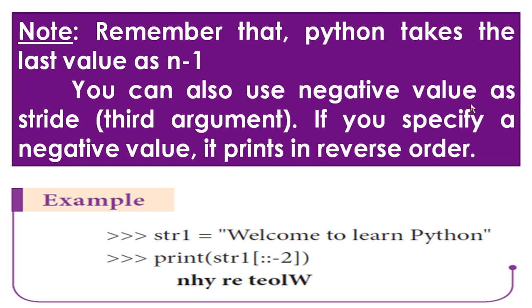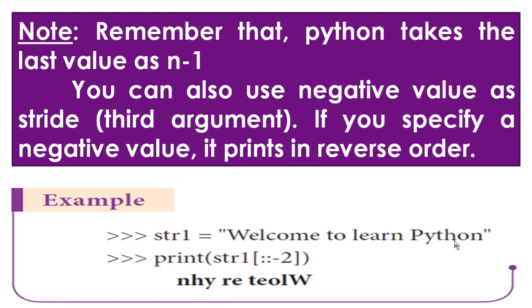You can also use a negative value as the striding value. For striding, we are giving the third argument a negative value. If you specify the third value as a negative value, it prints in reverse order. Here n is printed first.